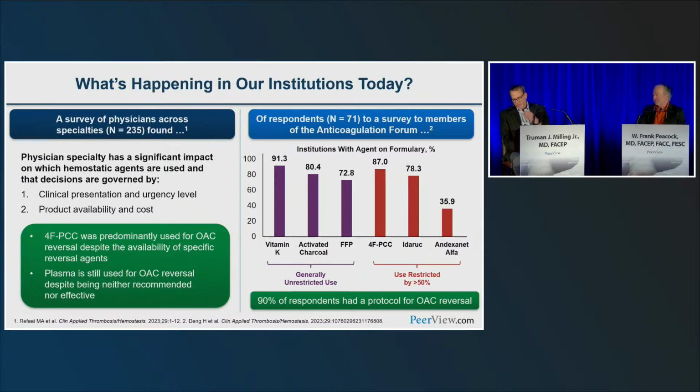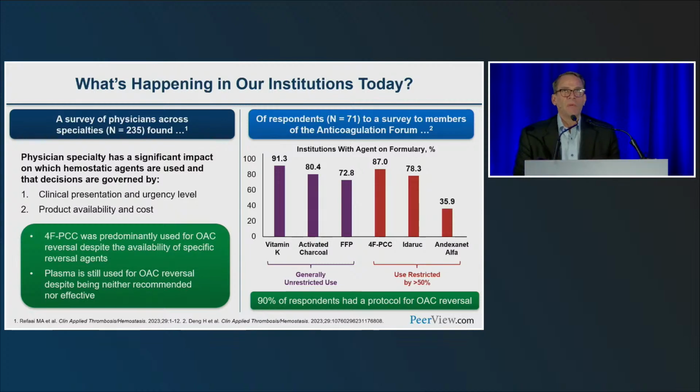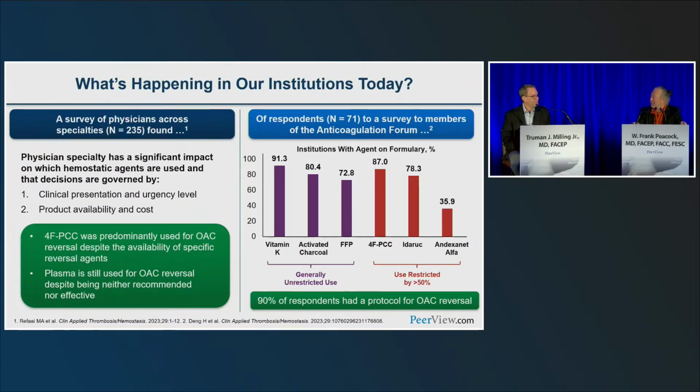So looking at what's happening in our institutions today, I think everybody knows this. Everybody has PCC, so there's a lot of use of PCC for DOAC reversal. It would be handy, right, if it worked? If we had one thing that reversed everything. Actually, there's a drug that claims to do that that's still in development, ciraparantag, right? But it's been in development for a decade. It's been a long time. We should call them and see what's up with that.